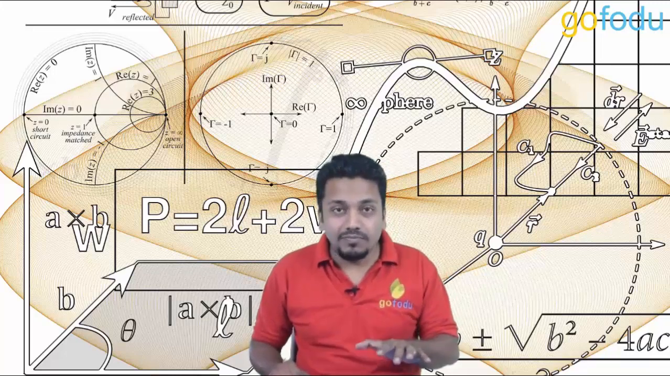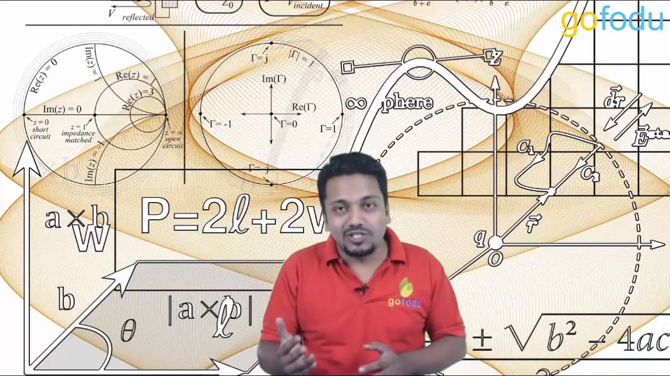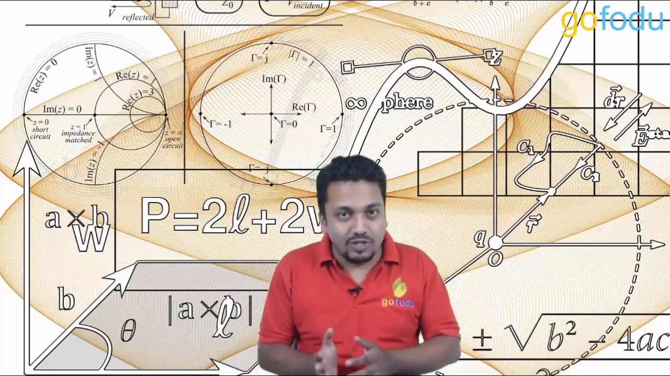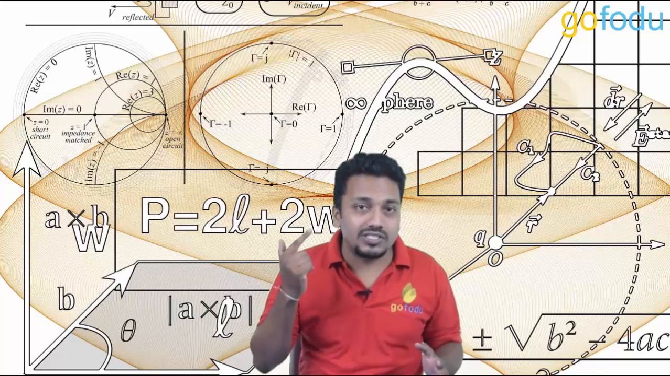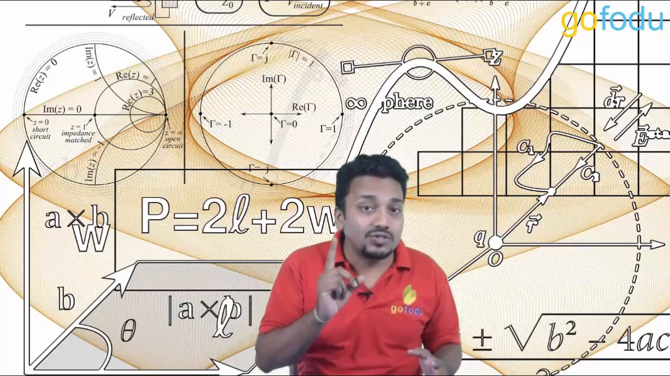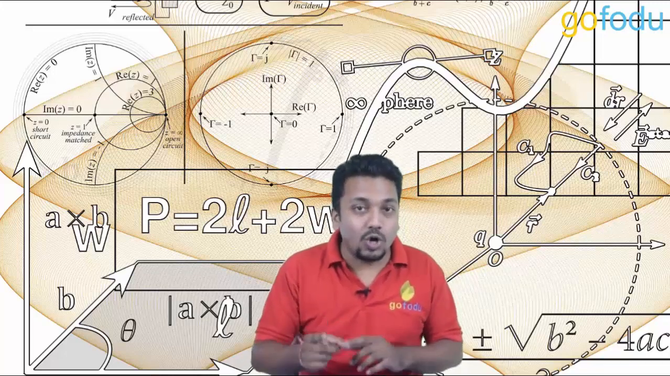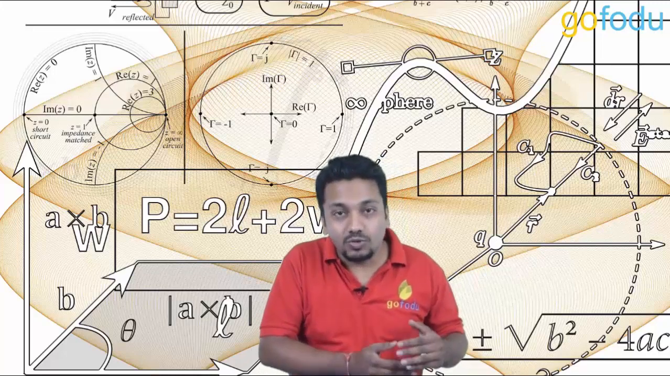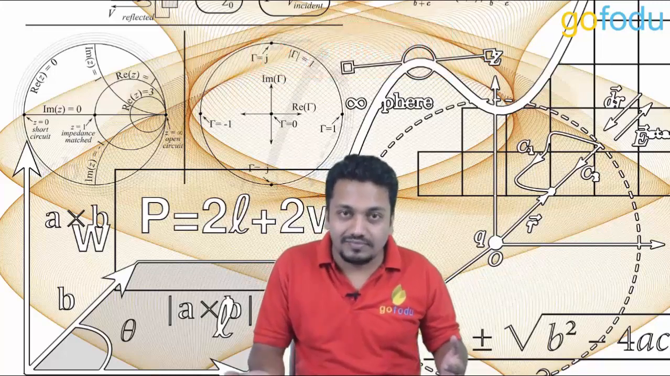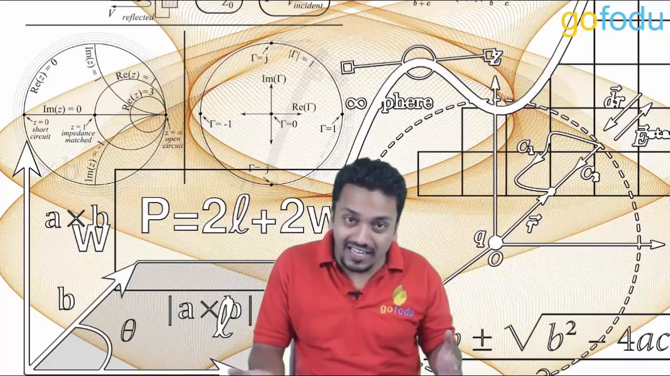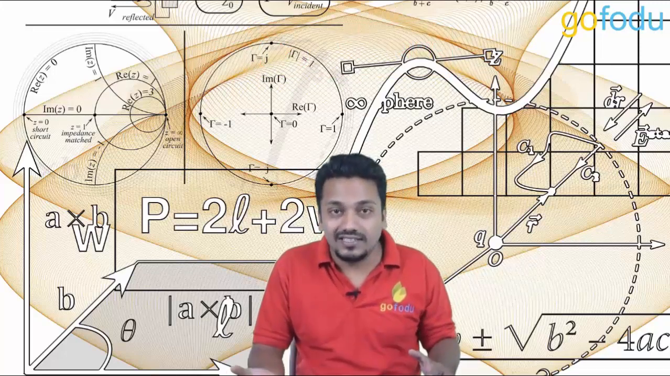When you have mugged up that in a right triangle, a square plus b square is equal to c square, and when you see a right triangle somewhere, you will immediately think about Pythagoras theorem, even if the question is not based on it. On top of that, I have seen students knowing the right theorem, but they don't see it getting applied in the question. They don't see it, they don't visualize it.